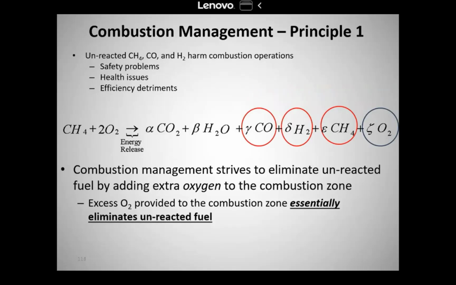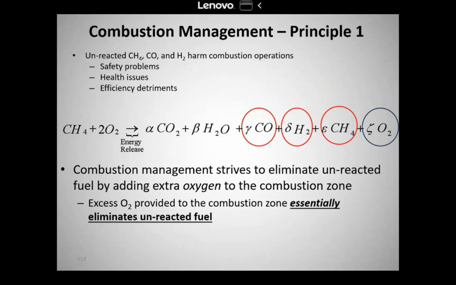Okay, so that's not good. You can have safety, health, and efficiency issues. Safety, they can burn in the stack where you don't want them to burn. They're still fuels. You get the right mixture, you can have a fire in the stack. Health, you don't want to put that stuff out. People breathe it. And efficiency. So combustion management strives to eliminate unreacted fuel. And how do we do that? We start cramming more oxygen in. Because we know we're not going to get perfect mixing, so we've got to have more oxygen floating around so that we can burn everything effectively.